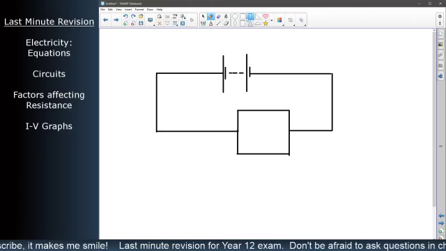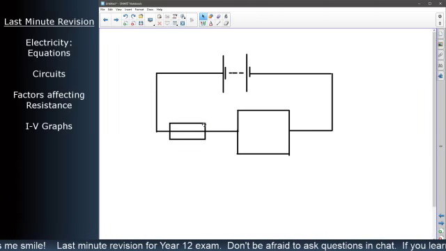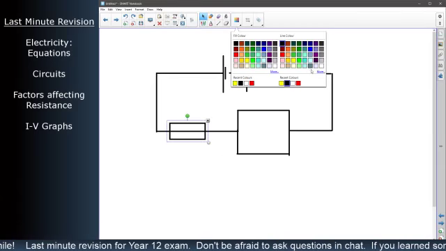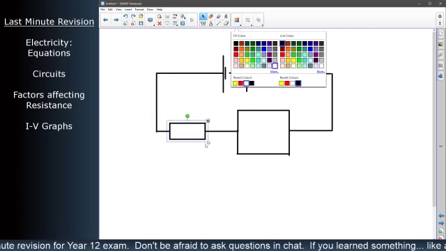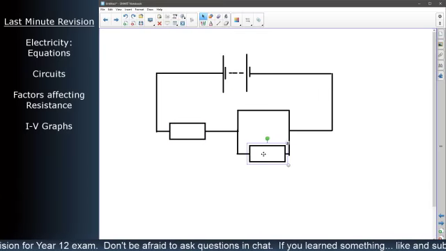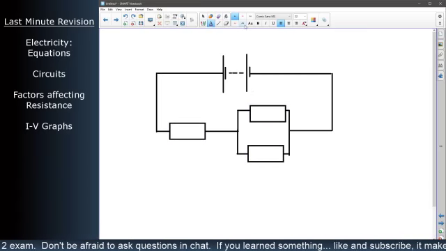So here's your setup. We've got a resistor here. We're going to grab another resistor and put one on each of these parallel branches, and we're going to get you to sort some stuff out. Okay, so we don't want that. We want a line color of black. So there's my resistor, and I'm going to whack another resistor down here and another resistor up here. Cool. So let's go to it.